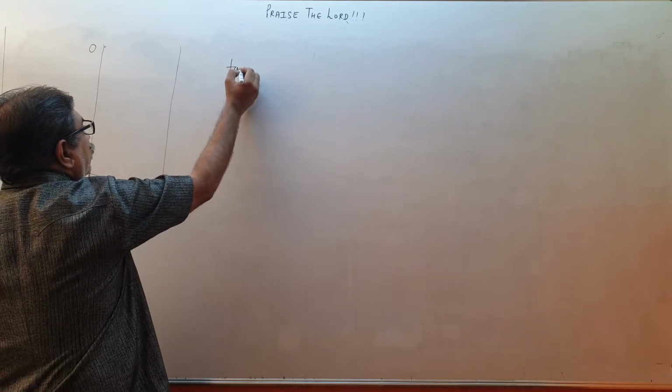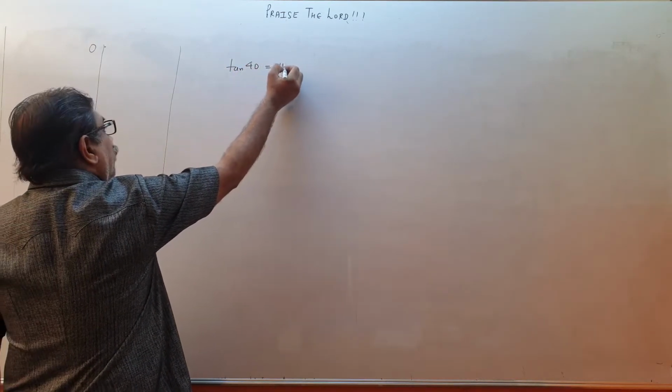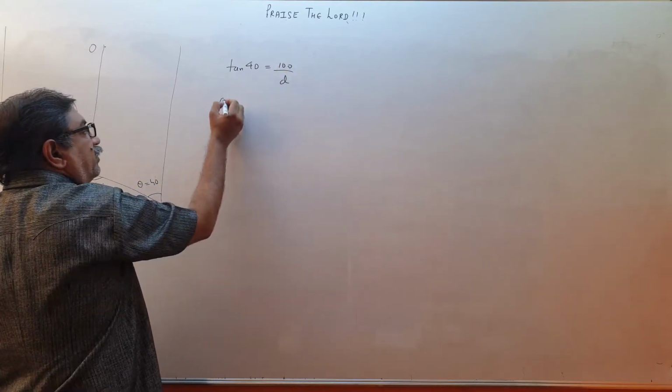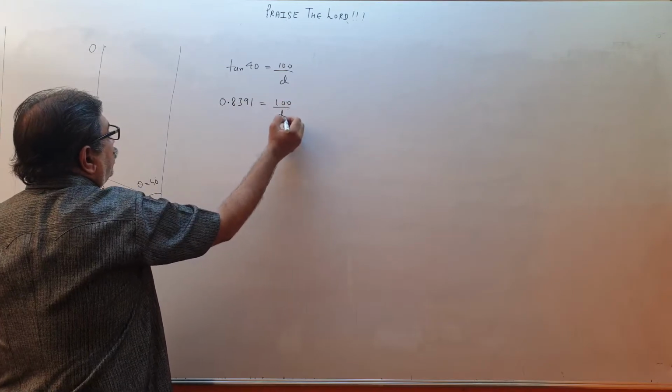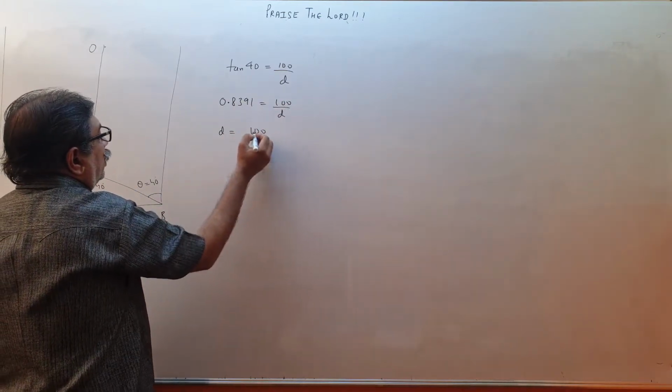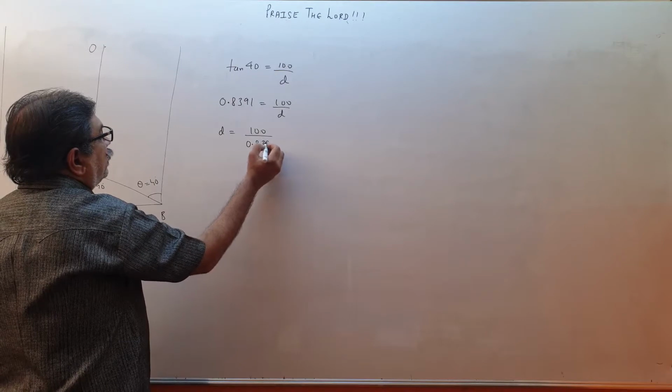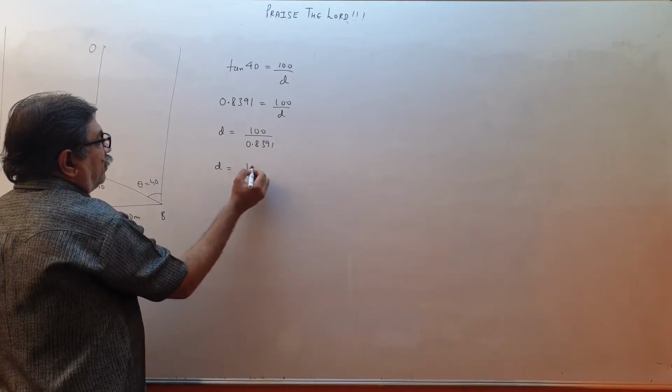And you will get the values of trigonometric tables in the exam. So you will know what is tan 40. In exam, it will be given 0.8391. That is 100 upon D. So D is equal to 100 upon 0.8391.